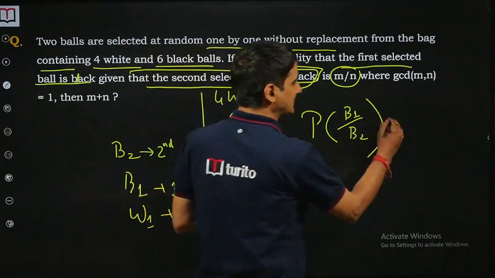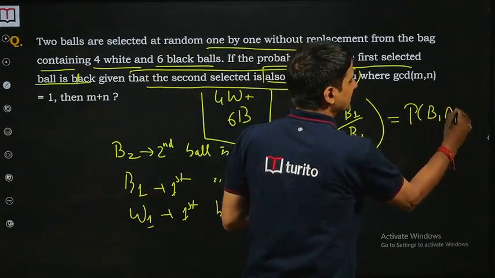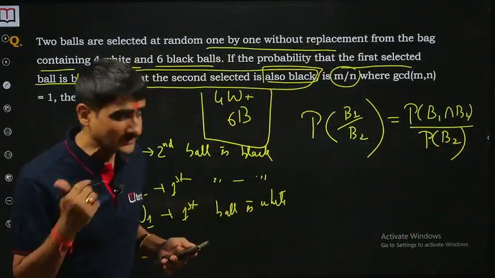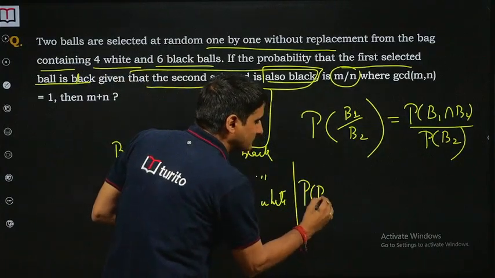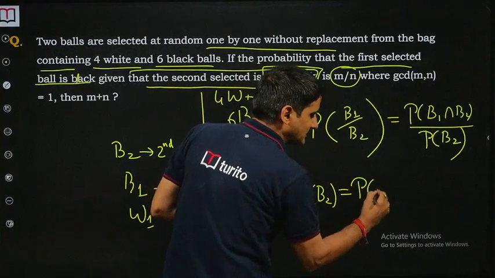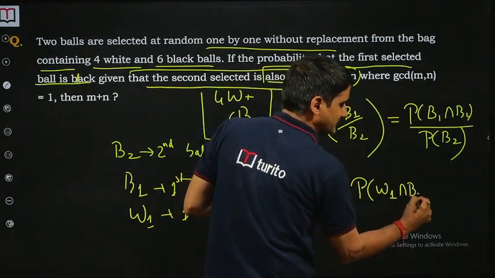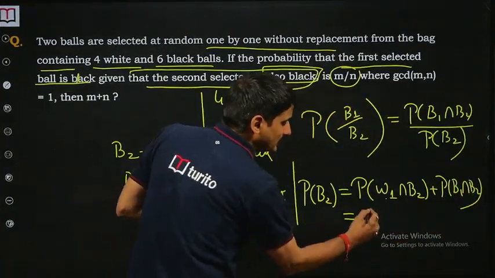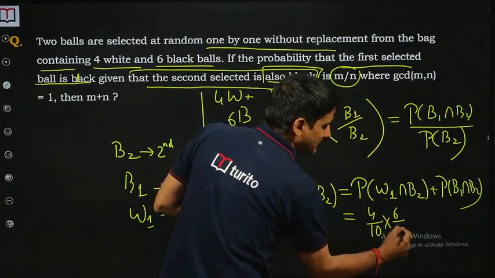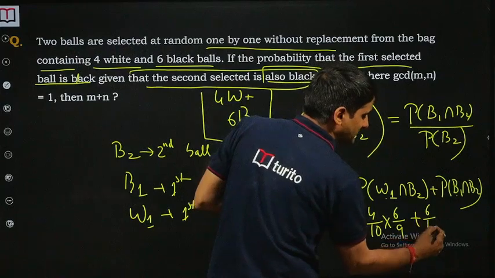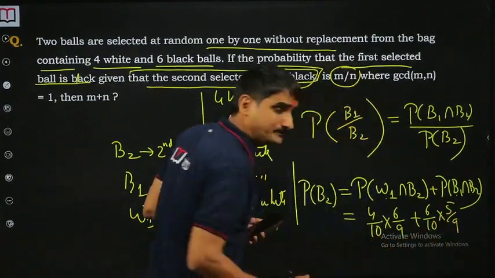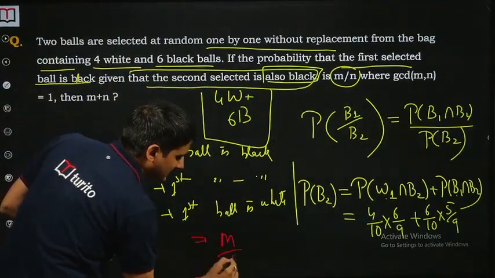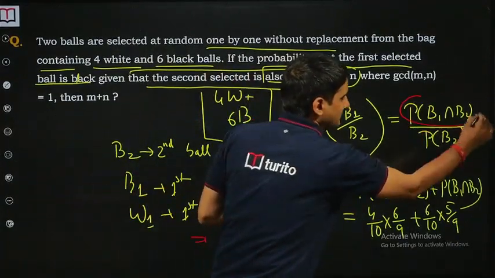Bayes theorem is actually a conditional probability, we all know it. So it's B1 intersection B2 over the probability of the event which has already occurred. But here the probability of getting a black ball in the second attempt depends on whether we got a white ball in the first attempt or a black ball in the first attempt, isn't that, bacho? Now the probability of getting white is 4 by 10, and then getting black is 6 by 9, and then black is 6 by 10, then getting black is 5 by 9, isn't that? Now we are using Bayes theorem here, so the probability m by n, that's what we are given here, bacho.